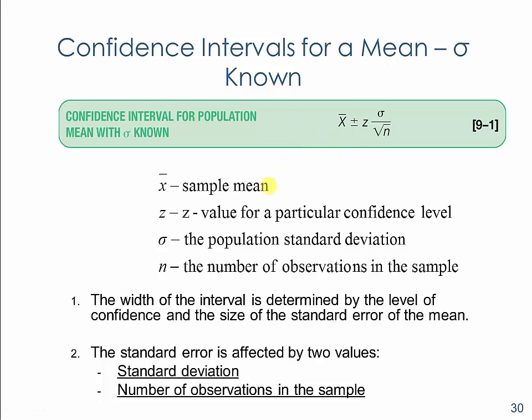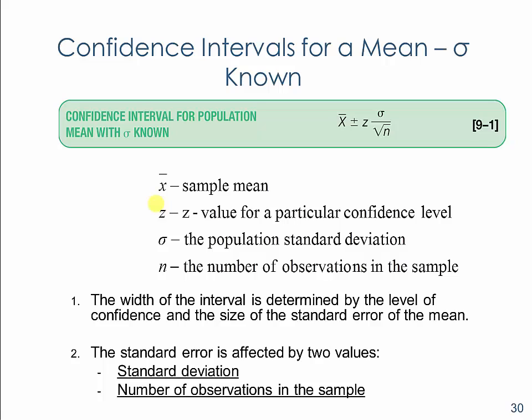As I stated on the previous slide, we, the researchers, choose the level of confidence, and that's what determines the z-value. Traditionally, people often use 95% and 99%. How can we tell the standard error is affected by the standard deviation and the number of observations in the sample? Well, because one is the numerator and the other is part of the denominator.